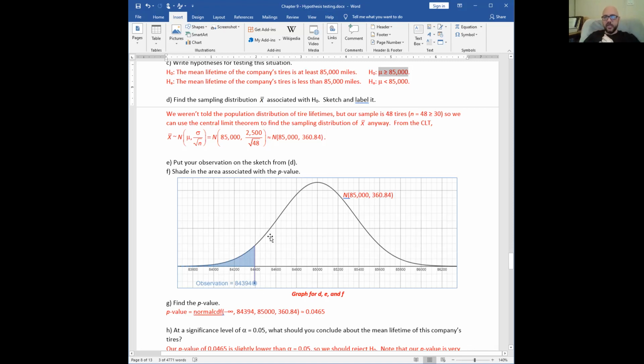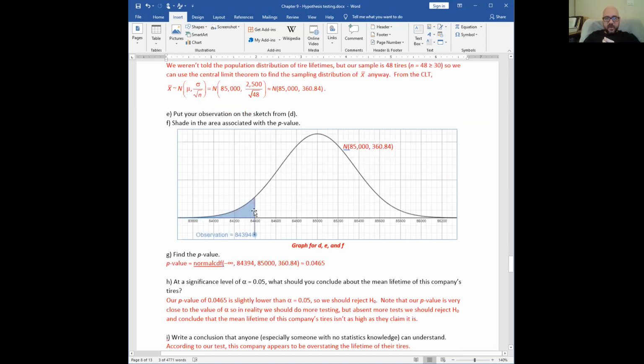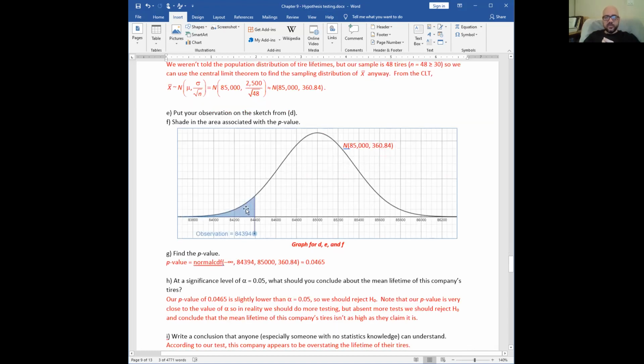Well, that's this area, right? That's just normal CDF. So the p-value is this shaded in blue area here. And that is just normal CDF from minus infinity up to 84,394, with a mean of 85,000 and a standard error of 360.84. I probably shouldn't say standard deviation, I should say standard error, right? Standard deviation should really refer to this 2,500. So we put this into our calculator and we get this number, 0.0465.